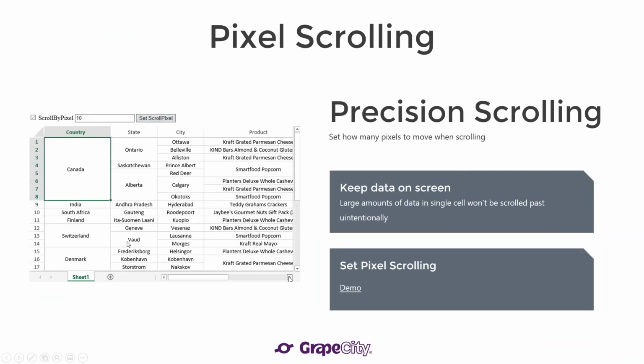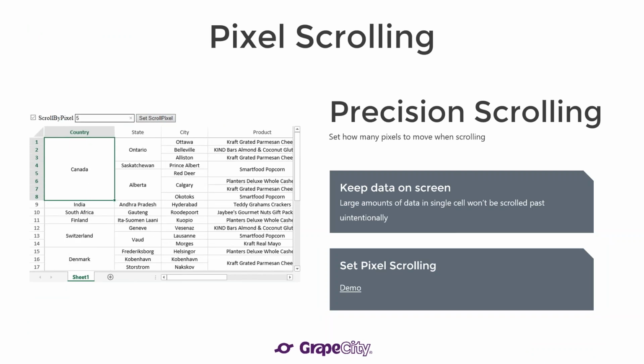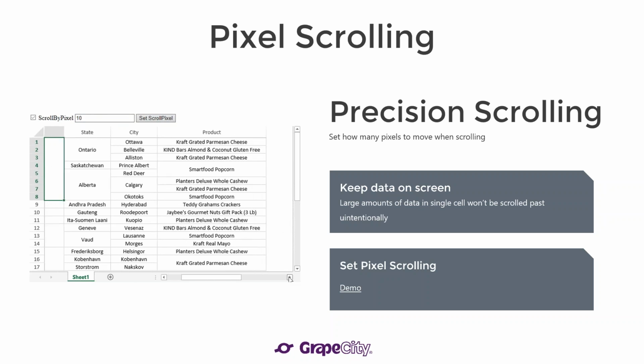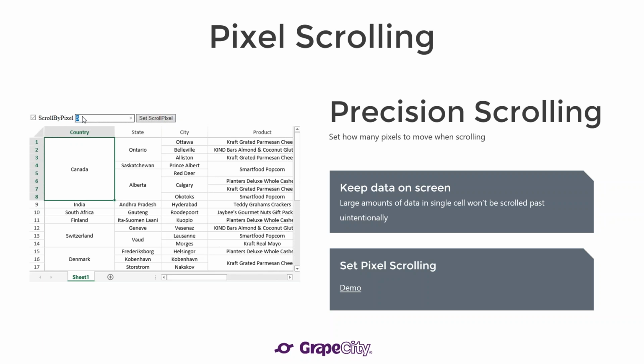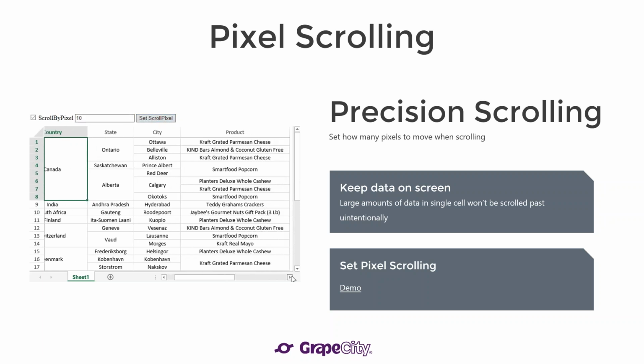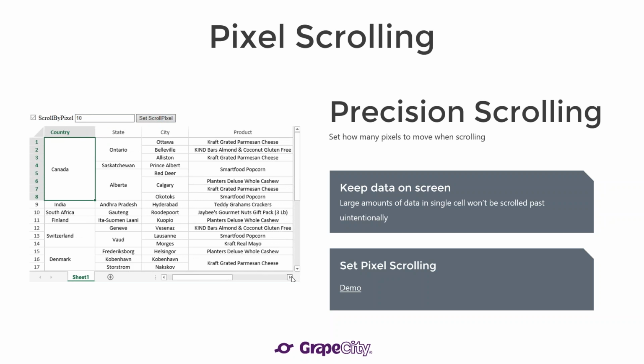Pixel scrolling is another feature we added to make editing easier for your users. It gives developers control over how many pixels the spread instance is scrolled when using the scroll wheel or scroll bar. This can be useful for situations where some spreadsheets, reports, or dashboards might have large amounts of data that take up multiple lines in a single cell.